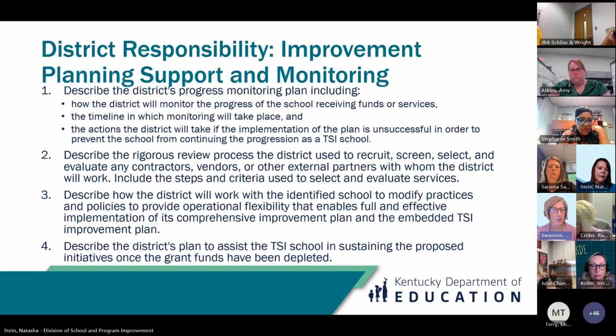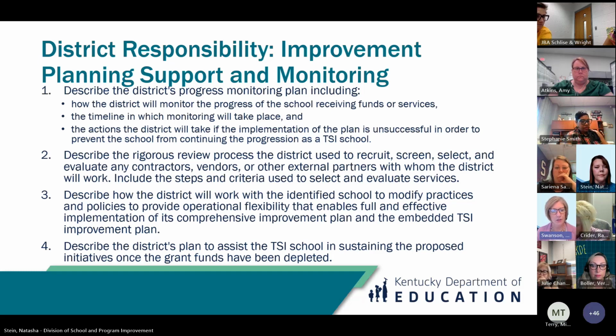Number 3 asks you to describe how the district will work with the identified school to see if there's any modifications that need to be made to the practices and the policies that are in place that would allow them any kind of needed flexibility as they go through this process. So we really want to try and remove as many barriers as we can to allow these schools to implement what they need to see the increases in their subgroups that they need to be able to see.